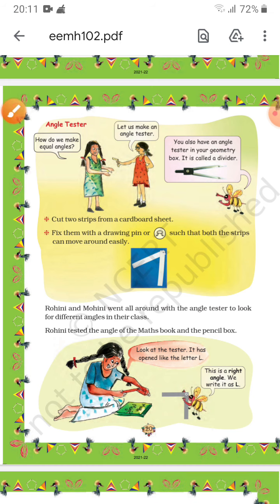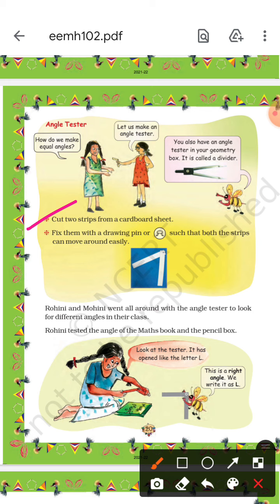So if you want to make the angle tester, at first cut 2 strips from a cardboard sheet. Next, fix them with a drawing pin. Here you can see this pin, such that both the strips can move around easily, like that way.